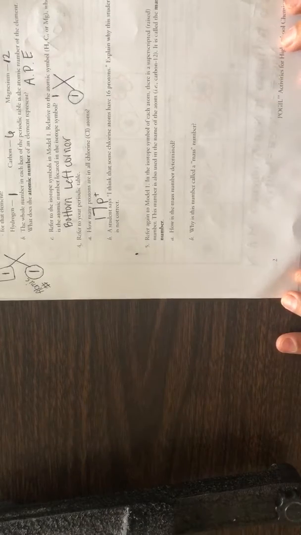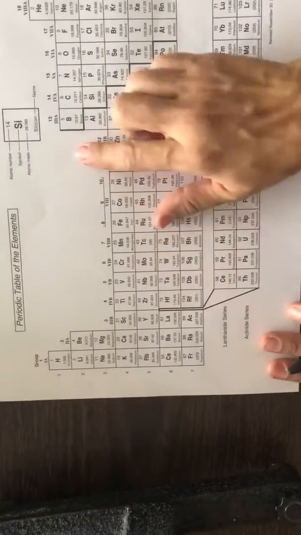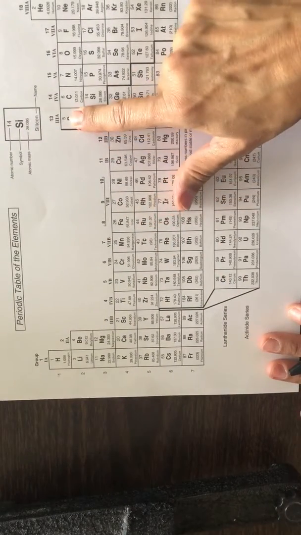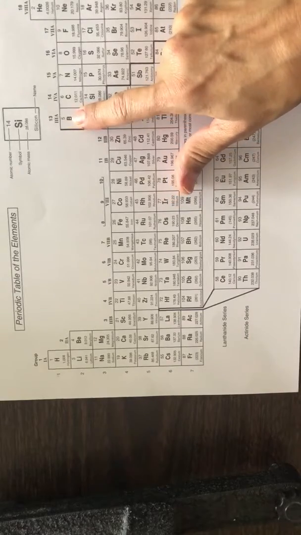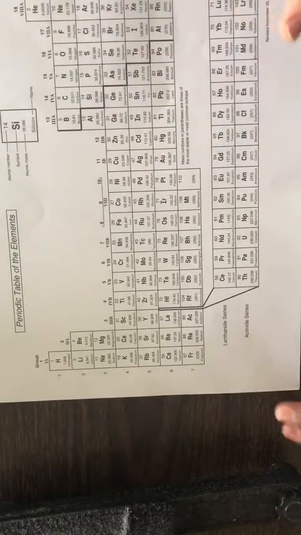A student says, I think that some chlorines have 16 protons. Explain why they're not correct. So in your own words, protons do not change. Only neutrons change. Okay? Because the proton represents an atomic number. If the atomic number changes, you are now at a new element. If you change the atomic number, which is the number of protons, then you no longer have the same element. Okay? So protons will not change.